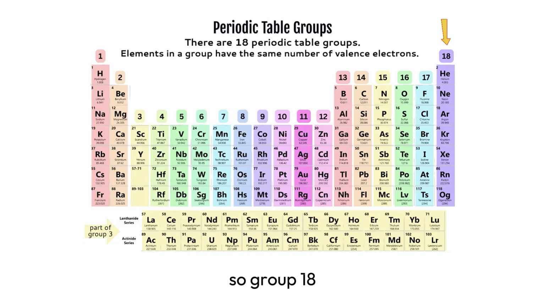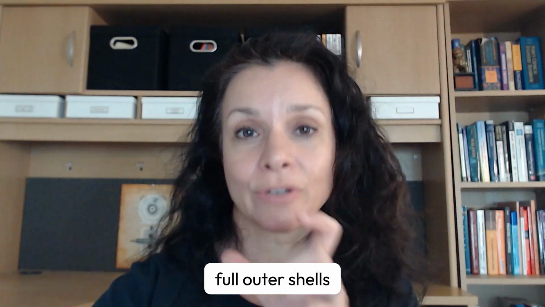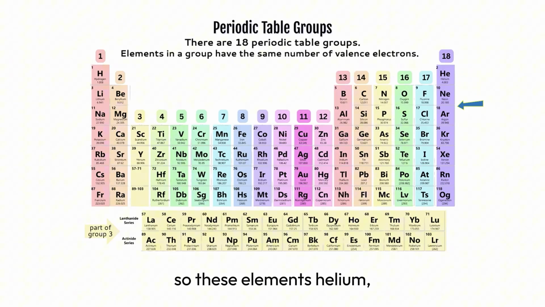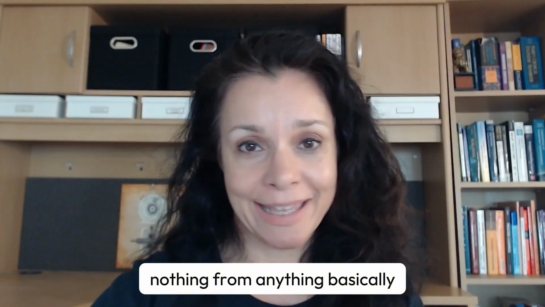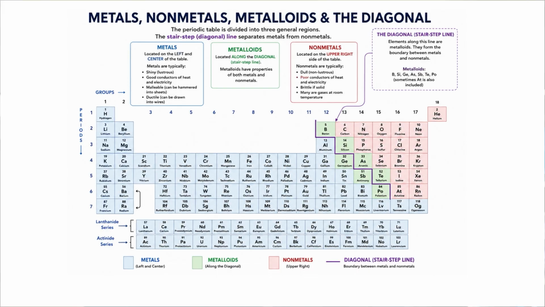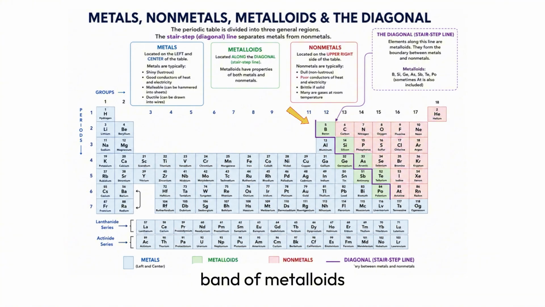Group 18, the rightmost column, is called the noble gases, and these do have full outer shells. So these are completely stable, and almost entirely unreactive. Elements like helium, neon, and argon don't want anything from anything, basically. There's also a diagonal trend from the upper right to the lower left of the table, which separates metals from nonmetals. And there's a fascinating band of metalloids in between, elements like silicon and germanium. They have properties of both.